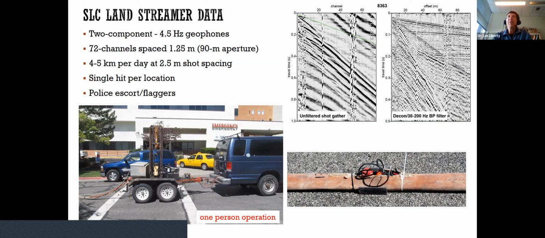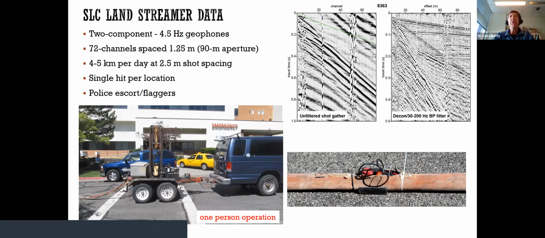I picked this shot gather on the upper right for a reason. This is the unfiltered version, and in the filtered version, you can see the traffic noise going through above the first arrivals here. When you apply a simple bandpass filter, the traffic noise is gone, simply because vehicles, especially heavy vehicles, tend to operate at frequencies below what we care about in the upper few hundred meters. Here's a 30 to 200 hertz bandpass filter, and we removed all this surface wave energy, or the traffic noise generated from, let's say, 5 to 15 hertz. So with a simple bandpass filter, we're able to remove a lot of the traffic noise.